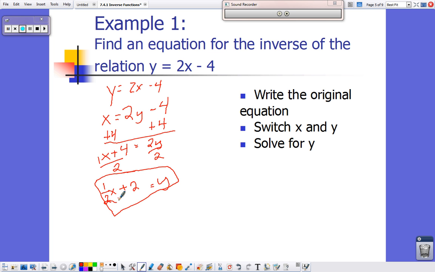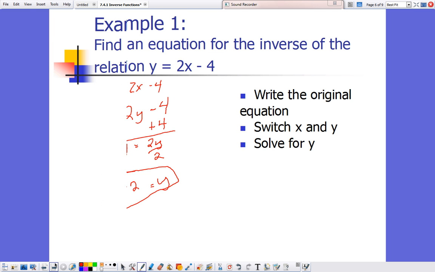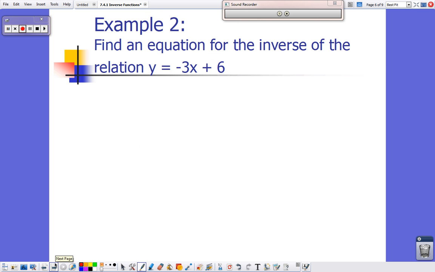Okay? So go ahead and, on the next example, let's make this a you-try. So go ahead and pause the video. And I want you to find the equation for the inverse of the relation y equals -3x plus 6. All right, so let's go ahead and do this. So remember, the first step is, let's just rewrite our equation. y equals -3x plus 6.